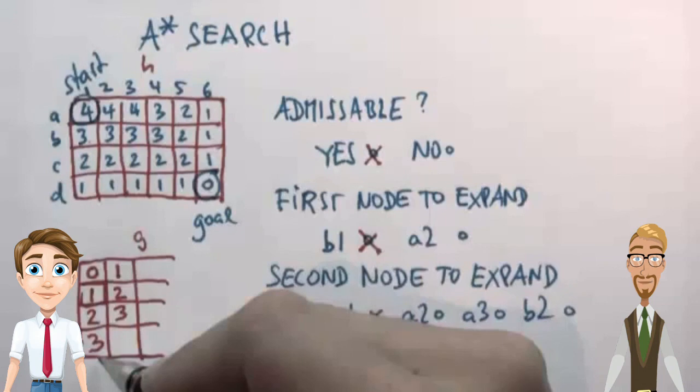The heuristic function is admissible. The first node to expand is B1. The second node to expand is C1, and the third node to expand is D1.